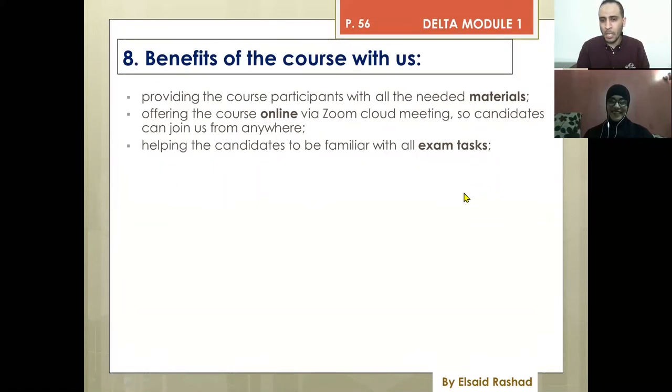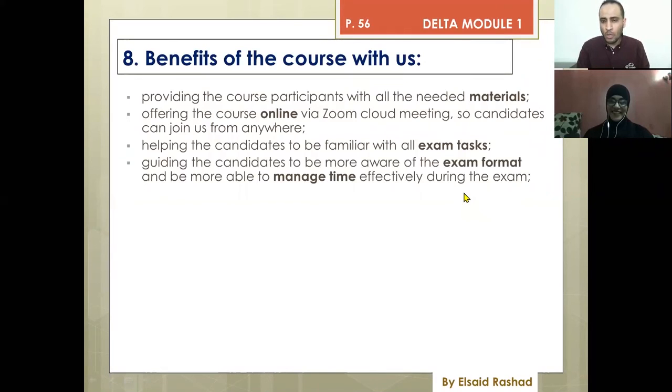Also, we will help you be familiar with all the exam tasks, paper 1, 5 tasks, and paper 2, 3 tasks, okay? You should be familiar with them. And also, we will help you be familiar with the exam format, what to do in each question in order to get marks, and at the same time, how to manage your time effectively, because if you don't manage your time effectively, probably you will not be able to finish the paper in 90 minutes.